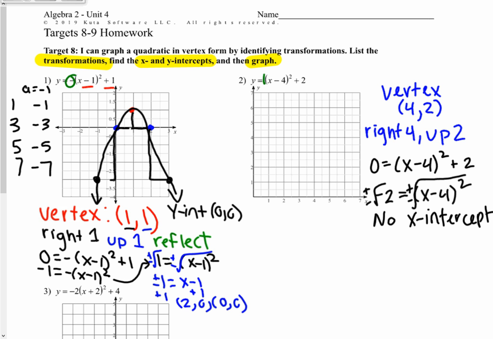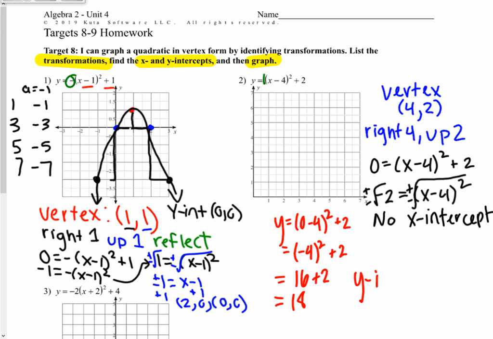I can still solve my y-intercept. We will always have a y-intercept. So for my y-intercept, I'm going to plug in 0 for x. So I have 0 minus 4 squared plus 2. 0 minus 4 gives me -4, so -4 squared plus 2. 16 plus 2 is 18. So my y-intercept is at 0, 18. Unfortunately, that's also not going to fit on my graph.